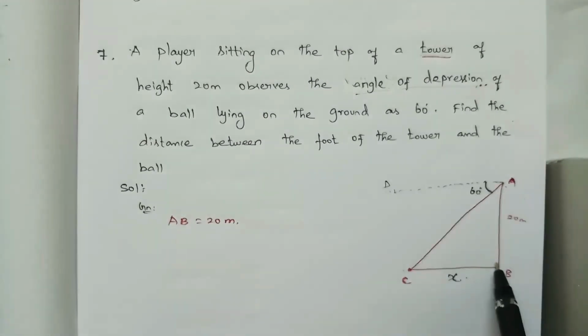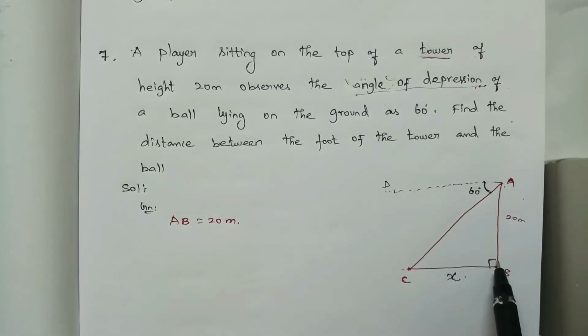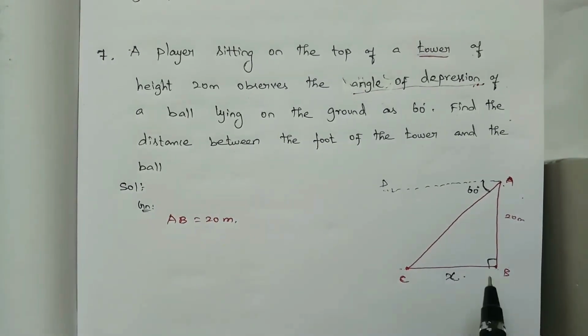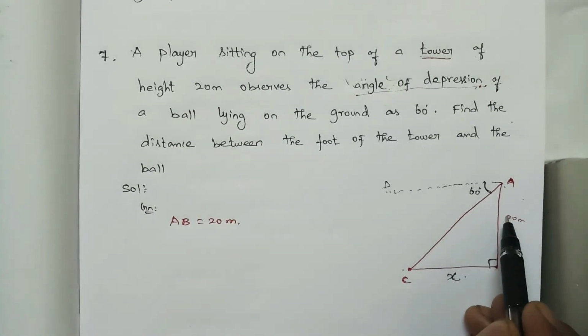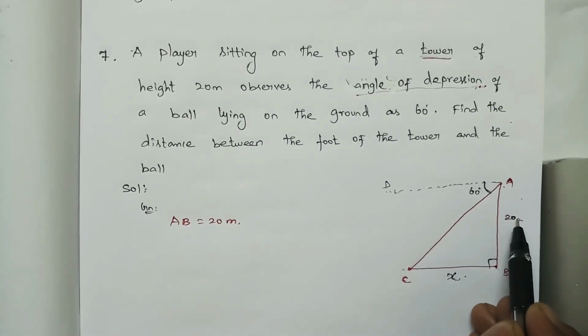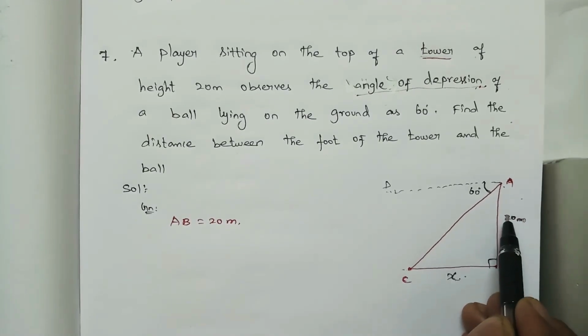So here ABC is a right angle triangle. We know one side, here AB is equal to 20 meter. The height of the tower is nothing but 20 meter.